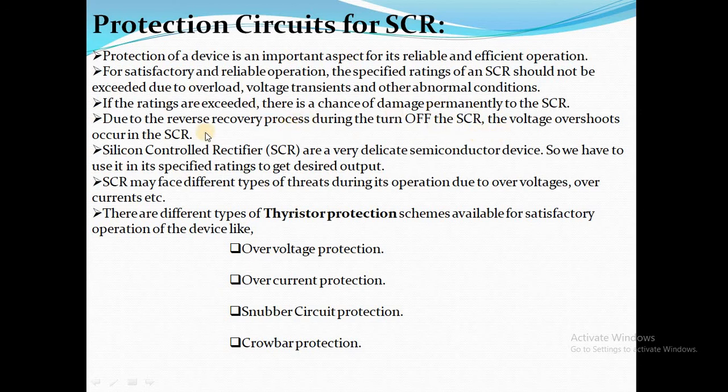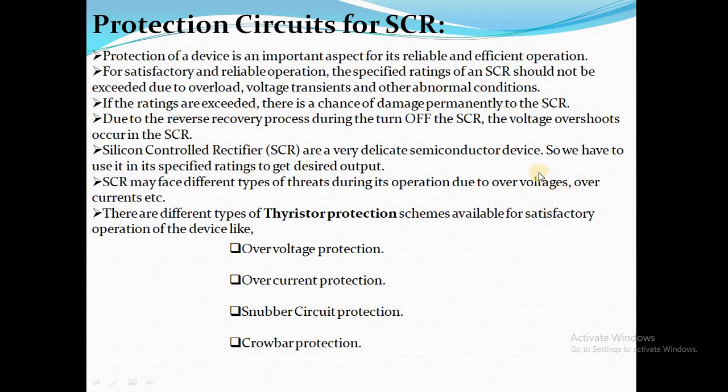So this reverse voltage may also damage the SCR here. Next, silicon controlled rectifiers, that is the SCRs, are very delicate semiconductor devices. So we have to use them within specified ratings to get the desired output. To get reliable operation, the SCR should operate within the specified ratings here. If the operating values go beyond the ratings, then the SCR gets damaged because it is a very delicate semiconductor device.